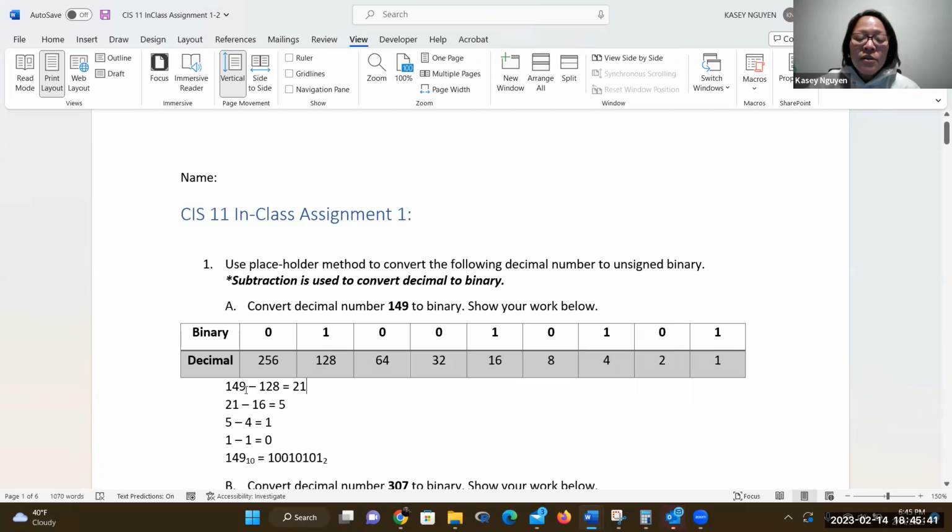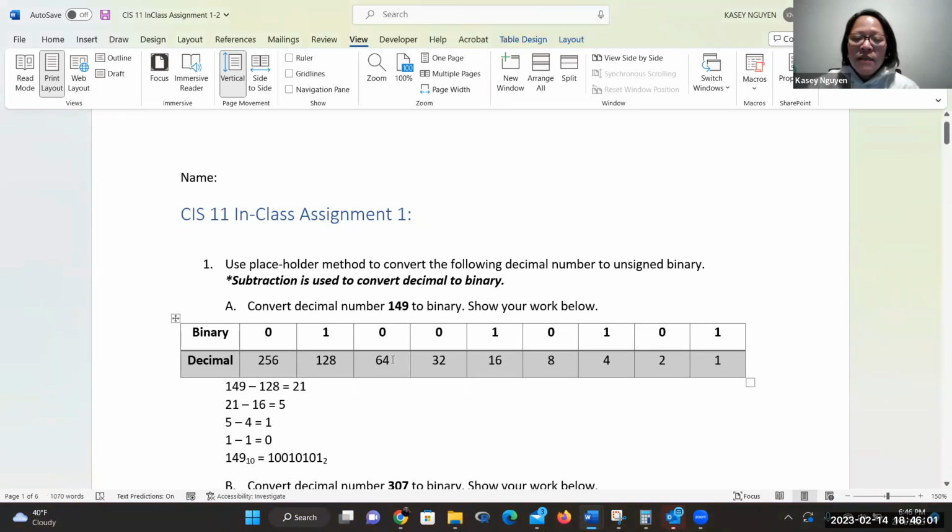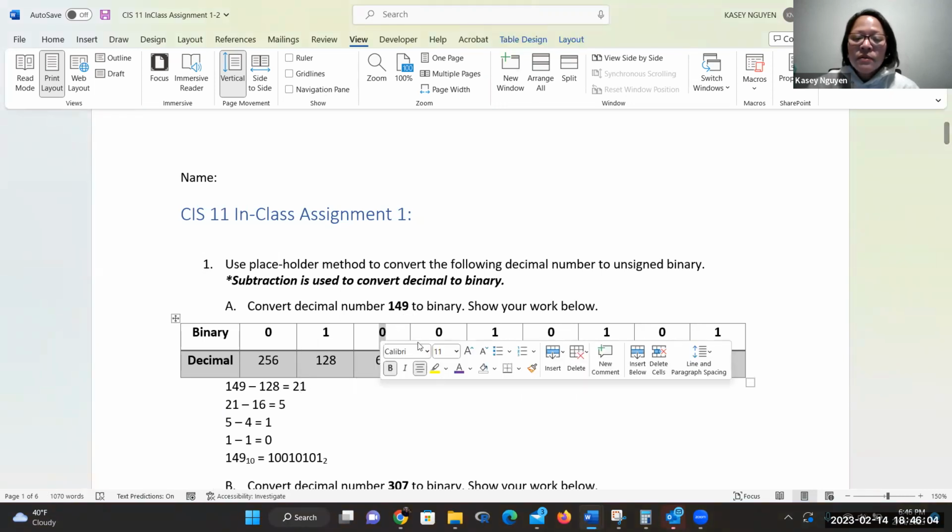You can type that out. Now, if you handwrite your assignment, that's okay, as long as I can read it, that's fine too. So 149 subtract 128 from the scale, I'm left with 21. 21 is less than 64, so put a 0.